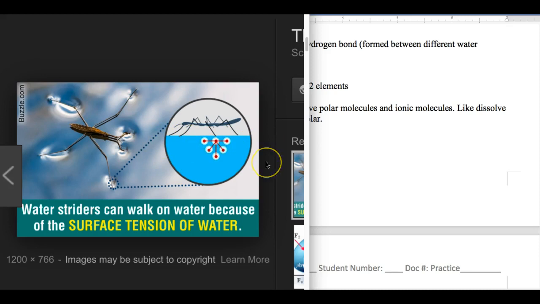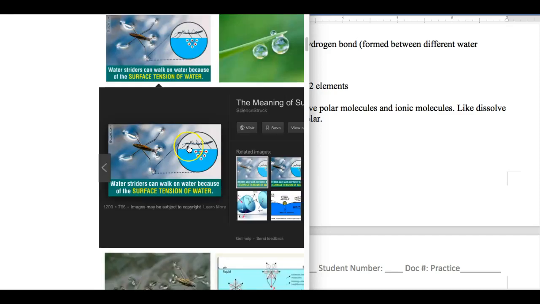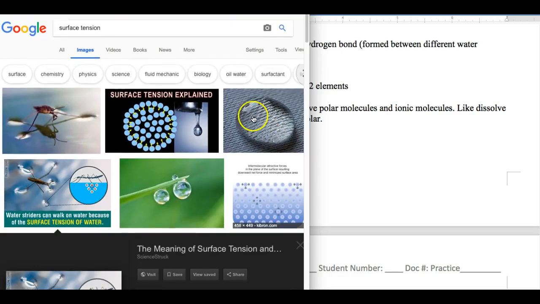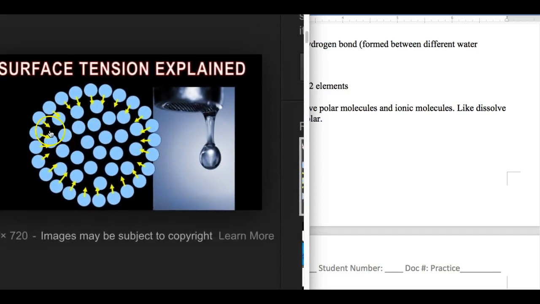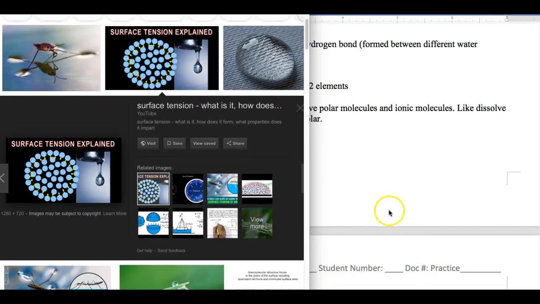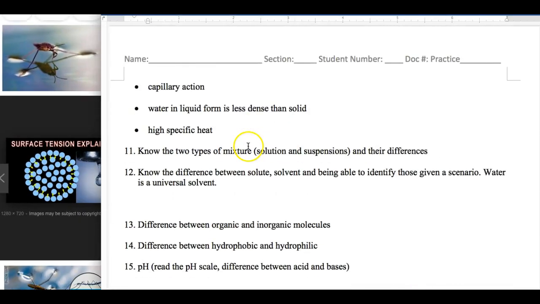These hydrogen bonds that are formed between the water molecules, or the cohesion that's happening between the water molecules, allow the bug to walk on water because it's not breaking the bonds yet. If you look right here, for example, if all these are water molecules, they all form hydrogen bonds between each other, and that's surface tension.